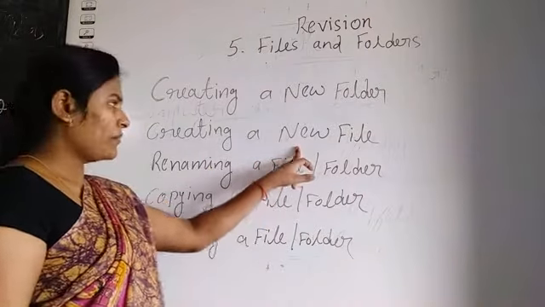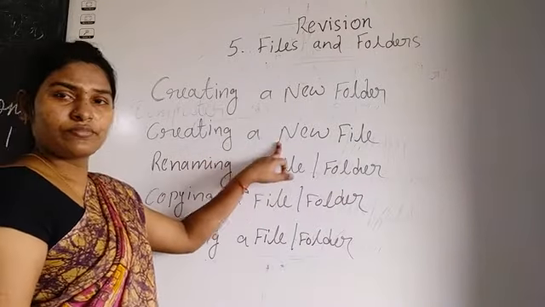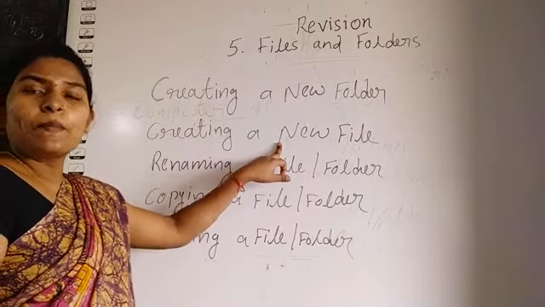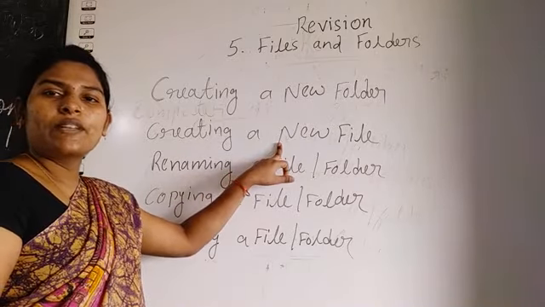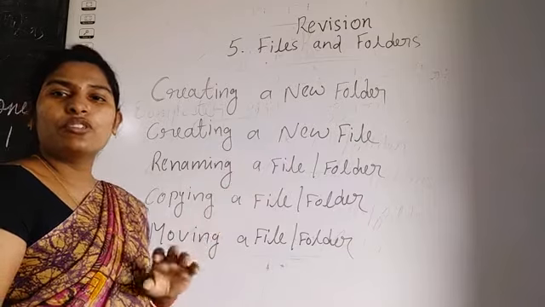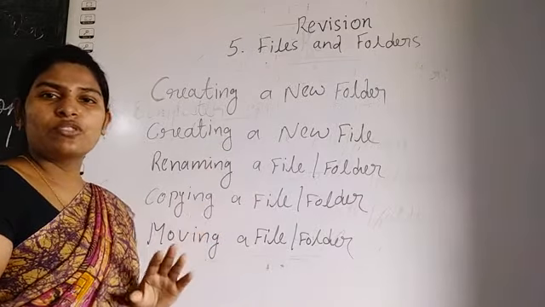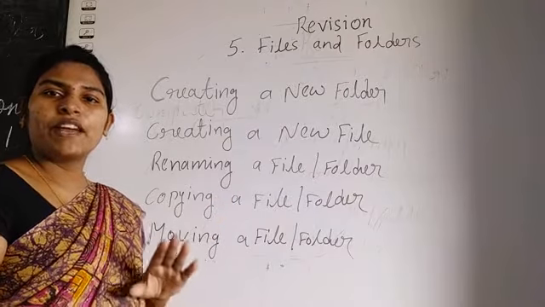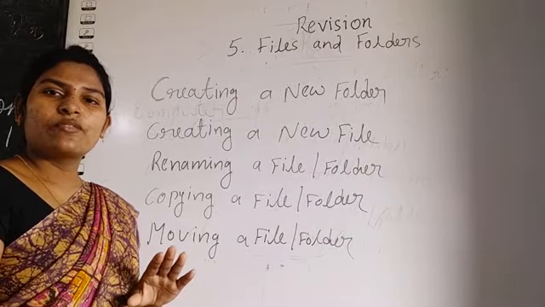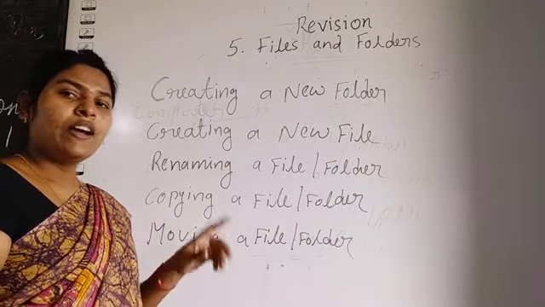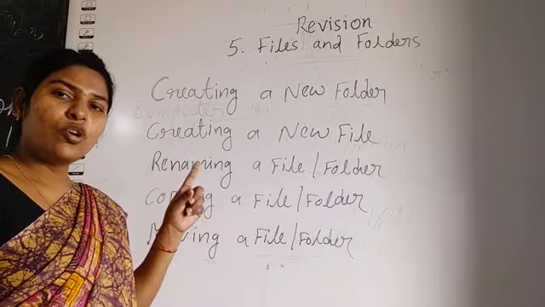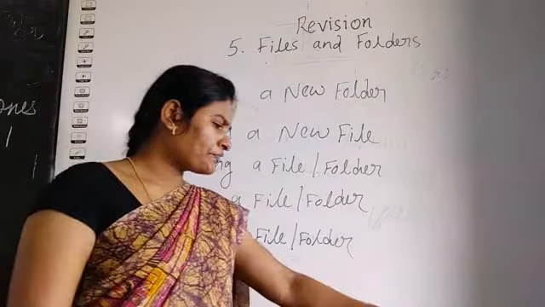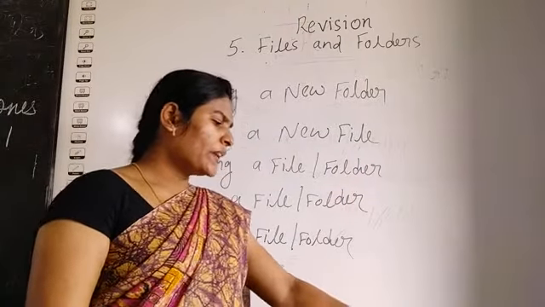Here also the same process. How to create a file? First, open File Explorer. Click from the content pane where you want to store. Where you are going to store this file, click any option from the navigation pane. After that, next go to the Home tab. In the Home tab, in the New group, click New Item.